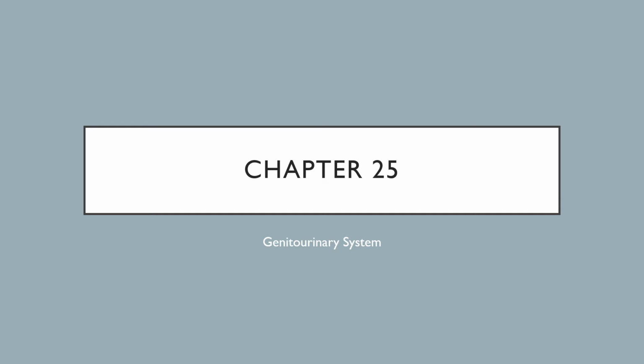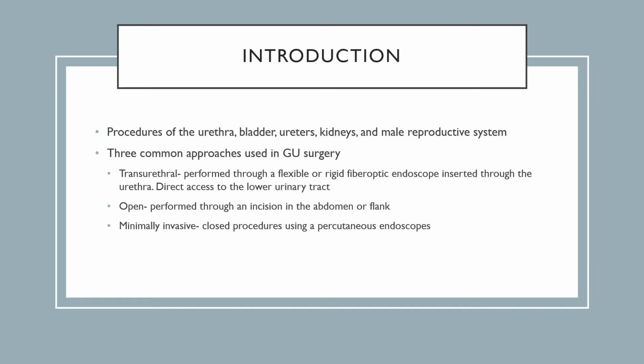All right, so we're going to start with chapter 25, which is the genitourinary system. Just a short introduction here. The genitourinary specialty, or GU, is going to cover procedures of the urethra, bladder, ureters, kidneys, and the male reproductive system. There are three common approaches used in GU surgery.